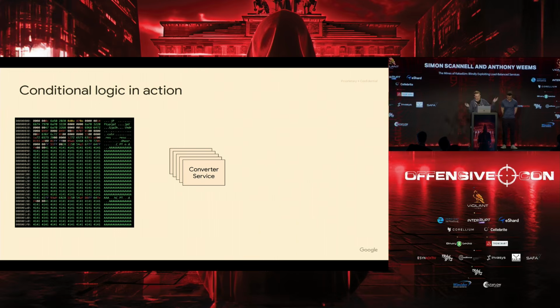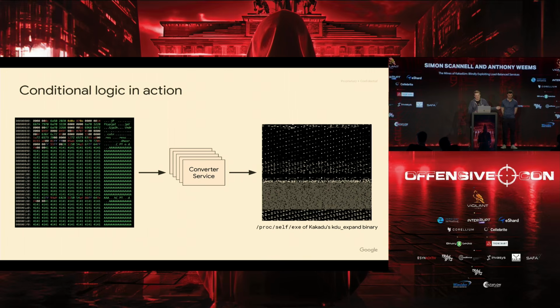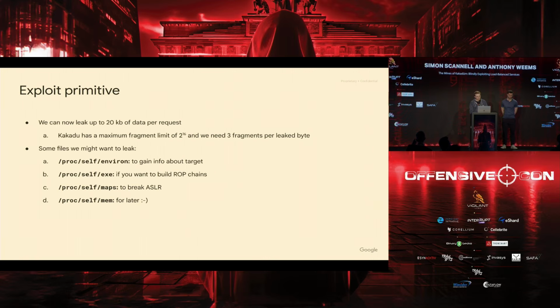So what does this look like in practice? We'll have a pretty big image with all of these jump tables, and you can see in the image there's a lot of A's because we have to pad everything to multiples of 256. But we send this to our converter service, and out comes this beautiful picture that shows you in the pixel data what the leaked bytes are. In this case, we're leaking proc_self_exe of one of the Kakadu demo binaries.